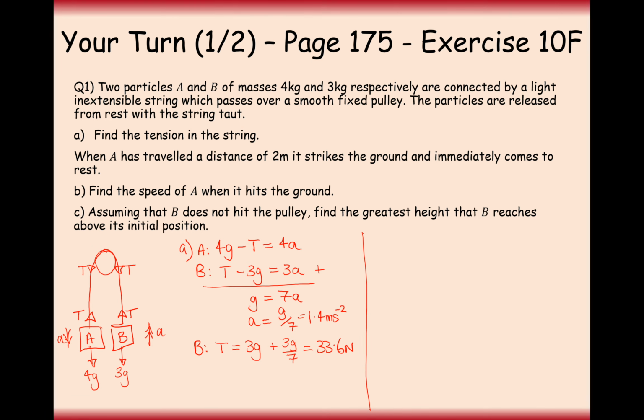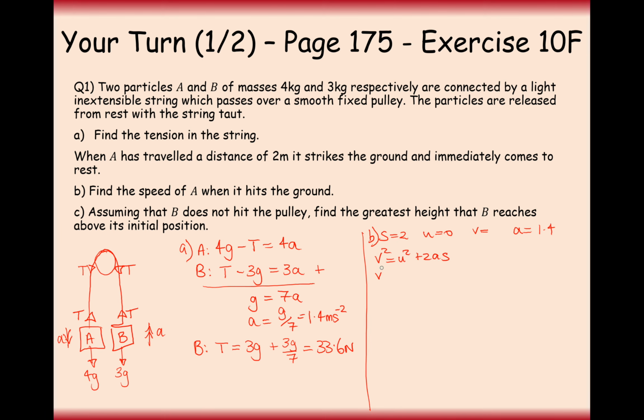Part B here. So A has travelled a distance of 2 meters downwards, strikes the ground and immediately comes to rest. Part B is to find the speed of A when it hits the ground. So a bit of suvat here. Travelled 2 meters, so that's S. Started from rest, that's 0. Final speed was what we want to find. And acceleration here is going to be 1.4 meters per second squared. So in this question here, I think it's v squared equals u squared plus 2as.